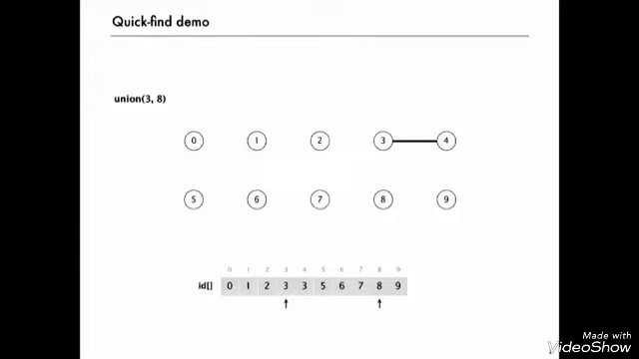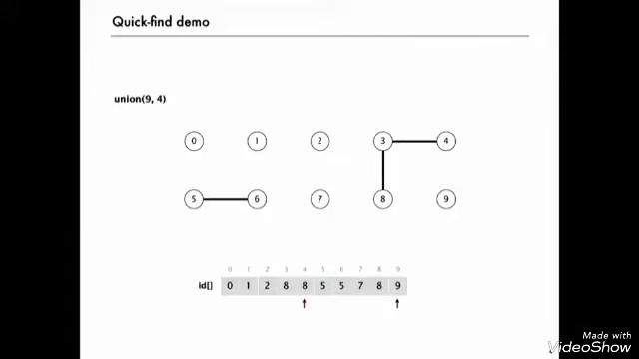So 3 and 8 now. To connect 3 and 8, now 3 and 4 have to be connected to 8, so both of those entries have to change to 8. Okay, so now what about 6 and 5? Again, we change the first one to match the second one. So to connect 6 and 5, we change the 6 to a 5.